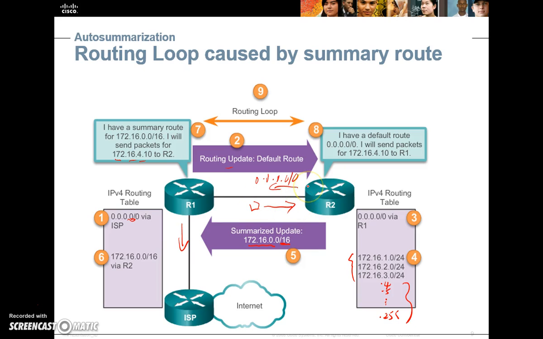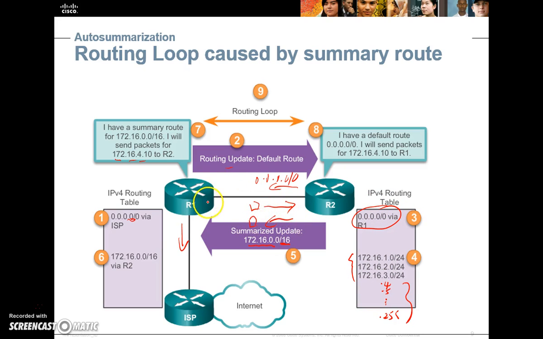When R2 receives the packet, it will check, hey, I do not have a connection to 172.16.4. I only have connections to .1, .2, and .3. So I can't find a route going to this 172.16.4. So what will R2 do? Because it can't find a route in the routing table, it will use the default route. So it will pass the packet back to R1.